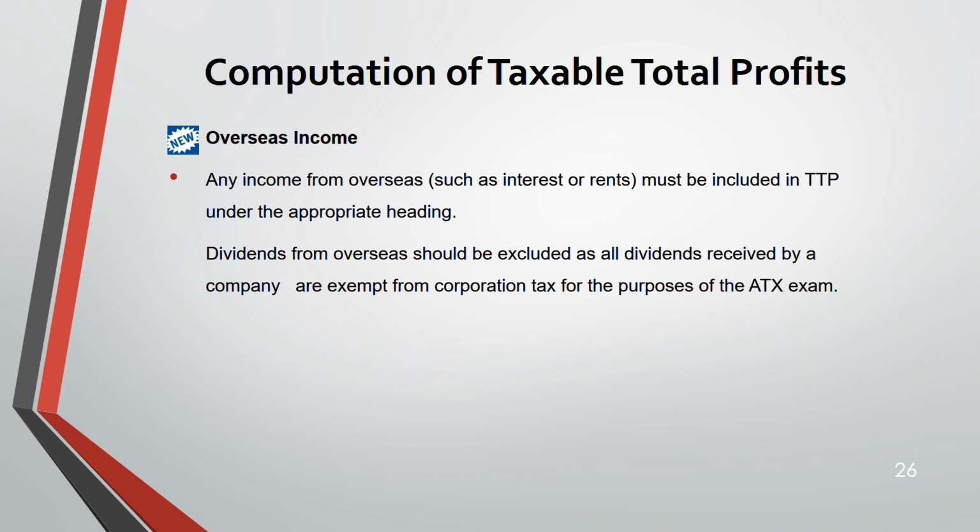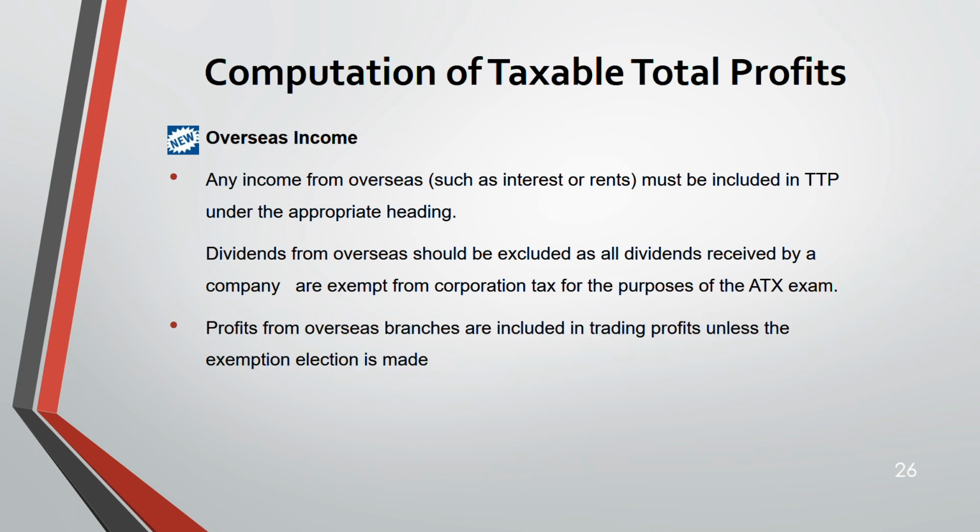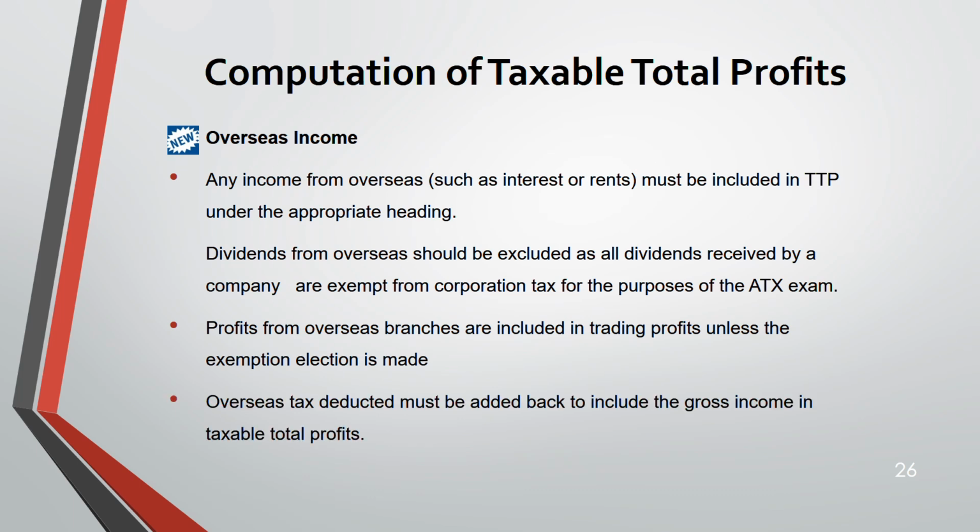Remember, dividends from overseas are excluded because all dividends received by a company are exempt from corporation tax for the purpose of ATX. Profits from overseas branch come under trading profit unless the exemption election is made. We'll see later what this exemption election is. Overseas tax deducted must be added back to the gross income in TTP and double tax relief may be available.